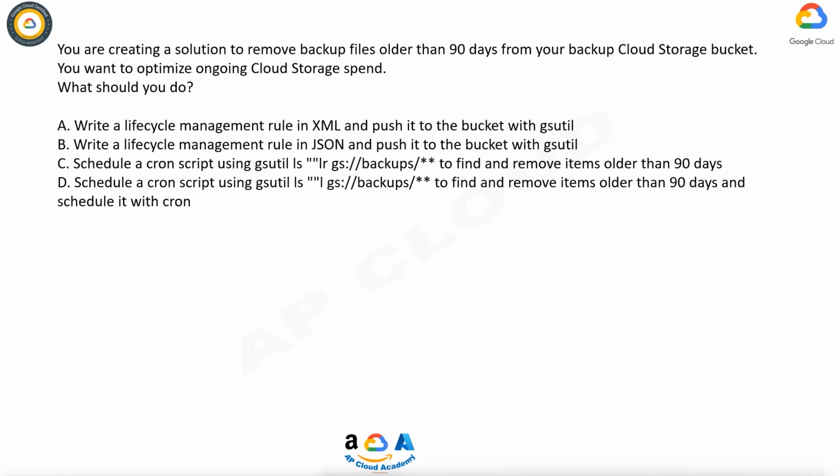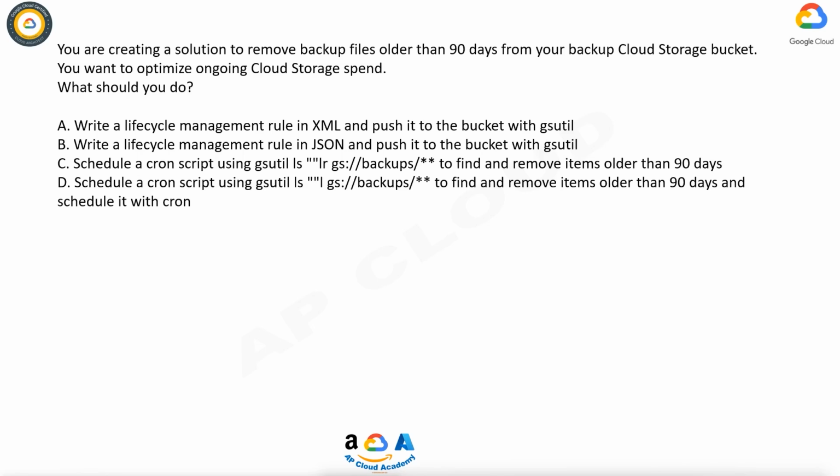You are creating a solution to remove backup files older than 90 days from your backup cloud storage bucket. You want to optimize ongoing cloud storage spend. What should you do? A. Write a lifecycle management rule in XML and push it to the bucket with gsutil. B. Write a lifecycle management rule in JSON and push it to the bucket with gsutil.